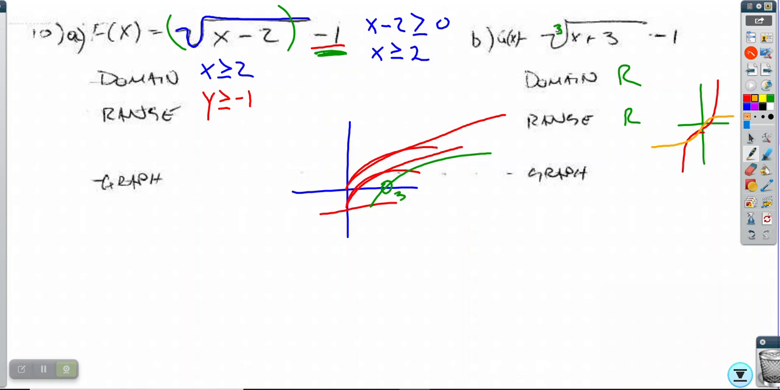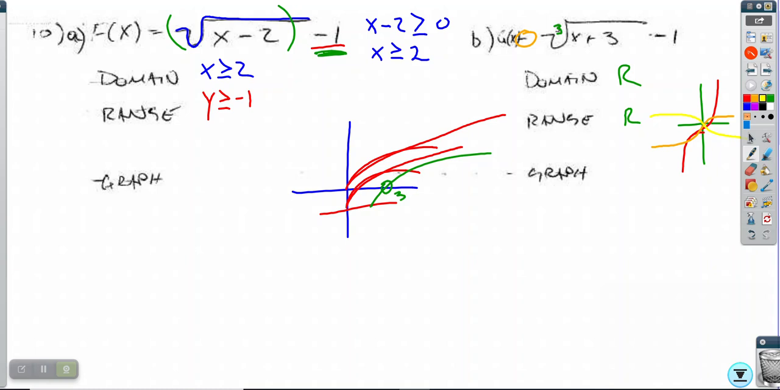Is it a negative? Yeah, it is a negative. Well, that means it's going to flip it on its side. So our actual function is going to look something like this. And so the question is, where does it go through the x-axis?